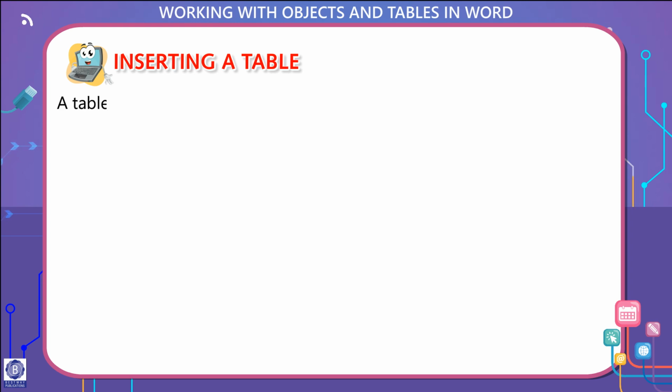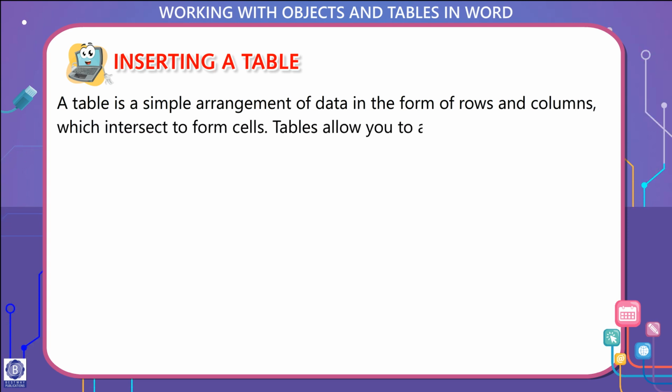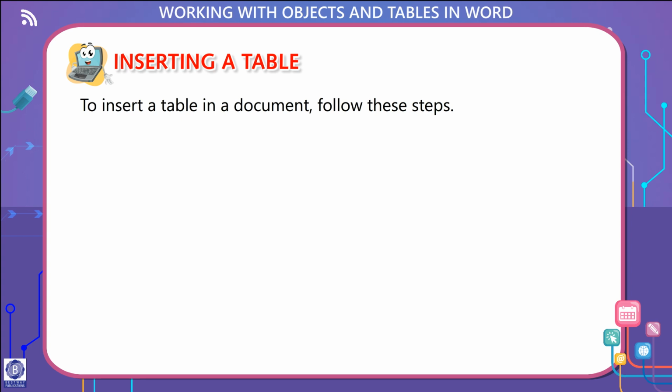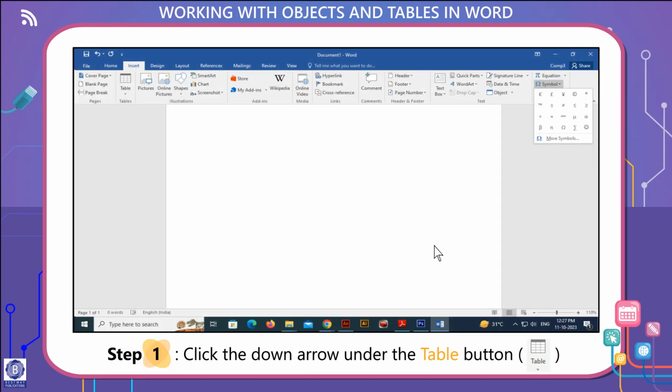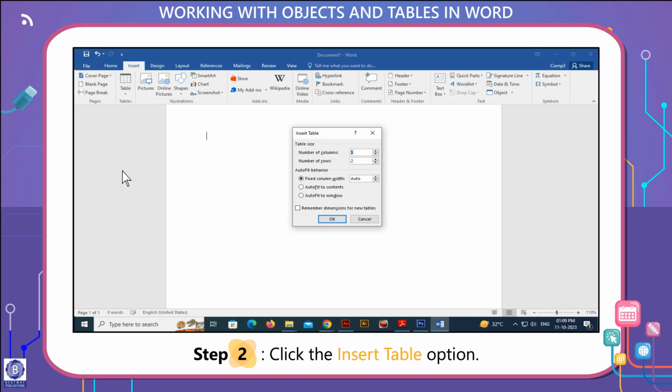Inserting a table. A table is a simple arrangement of data in the form of rows and columns which intersect to form cells. Tables allow you to arrange and present your data in an organized and understandable manner. To insert a table in a document, follow these steps. Step 1. Click the down arrow under the Table button in the Tables group on the Insert tab. A drop-down list appears. Step 2. Click the Insert Table option.